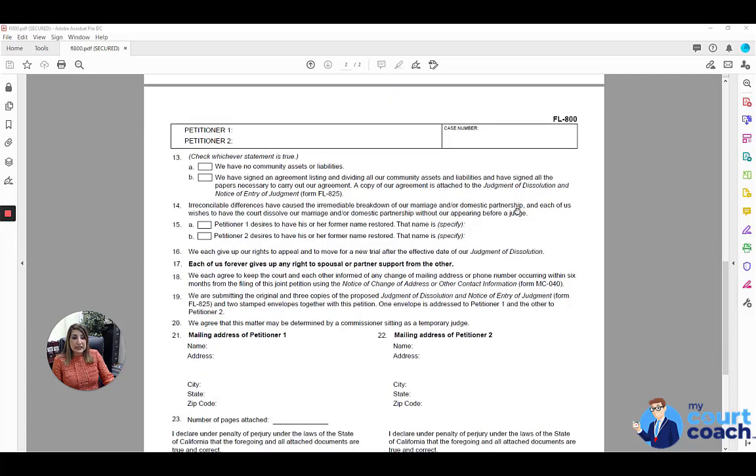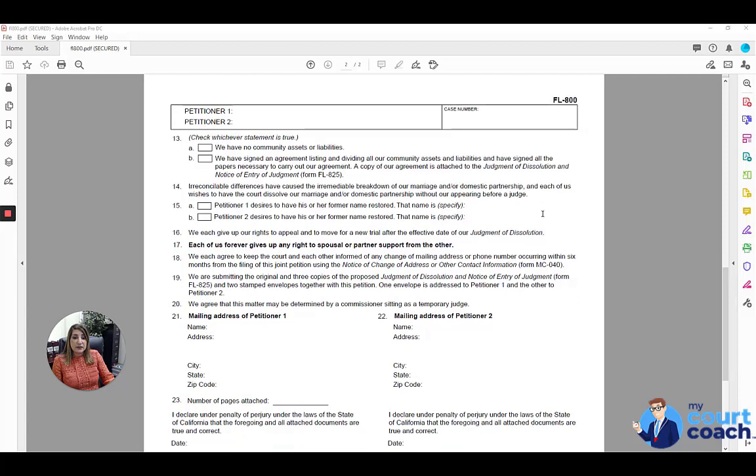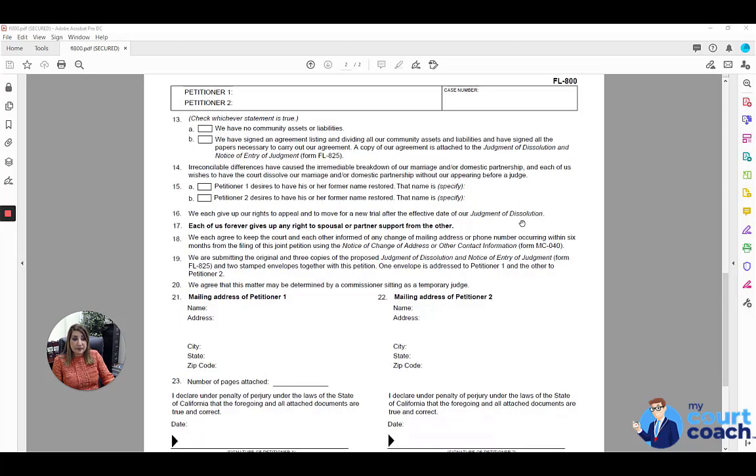Line 14 indicates that irreconcilable differences have arisen between the two of you, and you're asking to dissolve the marriage or partnership. Line 15, if either party wishes to have their former name restored, you'd want to mark the box that correctly identifies which party that is and what they want the name to be restored to. Include the name in full, so first name, middle name, last name.